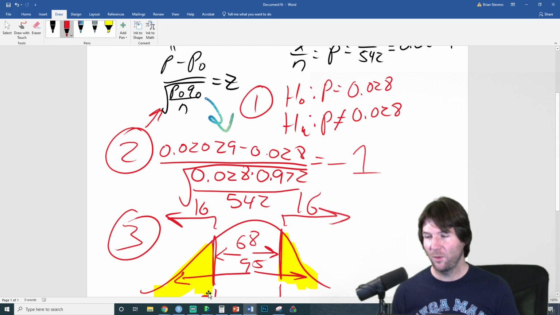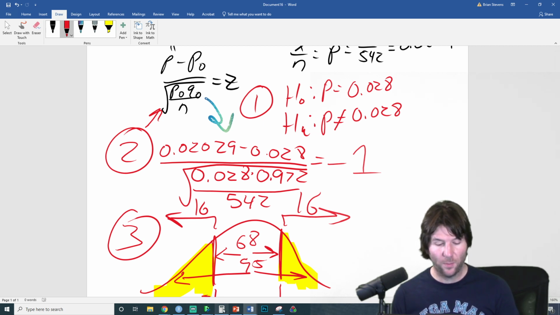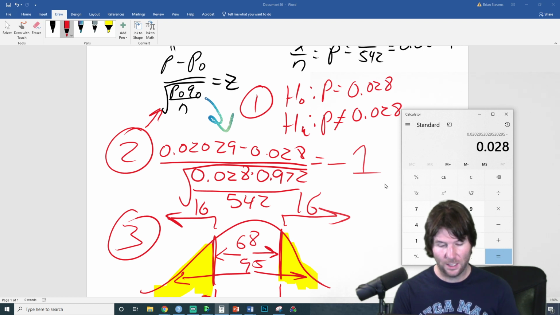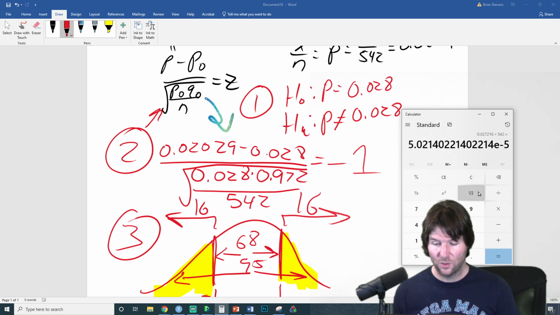Did I just keep, I can't believe I would make the same error multiple times. Let me try punching this into the calculator again. I mean, obviously I've done it right over there. So there's P hat minus, well, we do the bottom part first, 0.028 times 0.972. Did something like that happen? 0.028 times 0.972 divided by 542 square root.